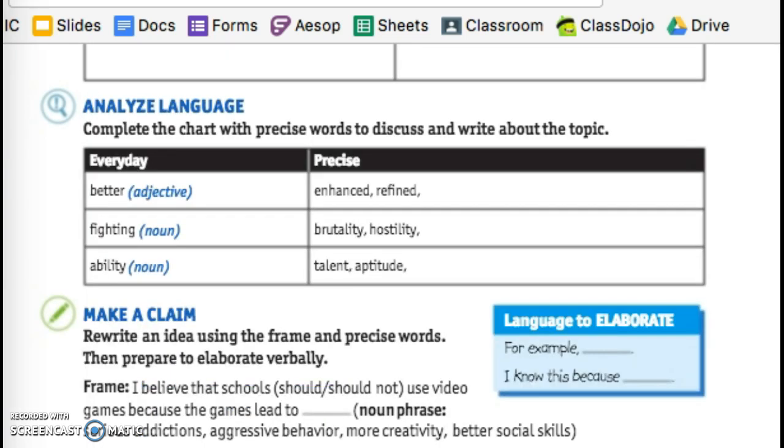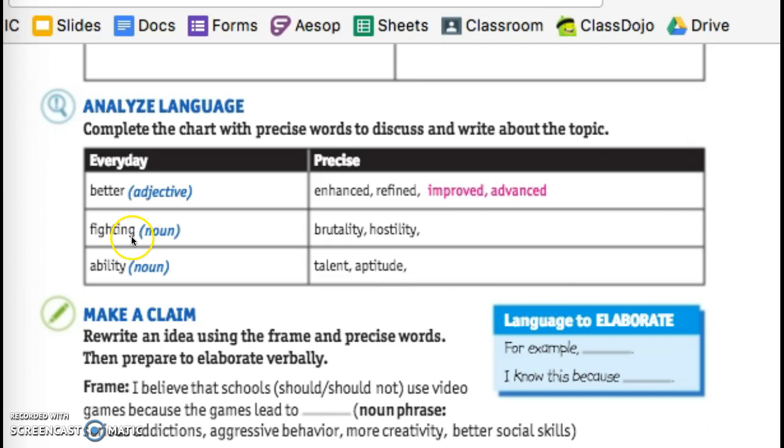All right, so hopefully you came up with some words or maybe even words of your own. Here are the answers to the hints that I gave you. All right, it was improved and advanced. All right, so if you wrote those, congratulations. If you wrote something else that is a precise word for better, fantastic. Let's go down to fighting.